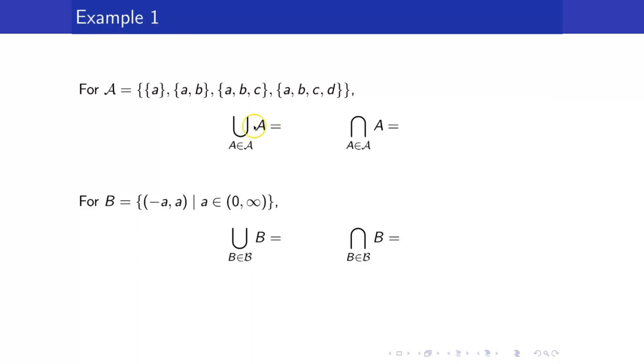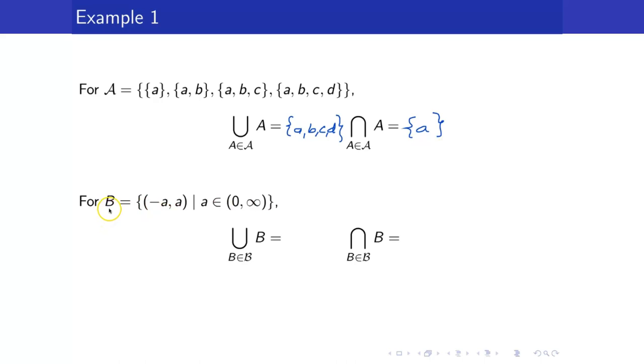So for example, what is the union over script A? Take note that this just means the union of all sets in the family of sets. And what is the union of all of these sets? It is just the set containing a, b, c, d. What would be the intersection? The intersection of all of these sets is the set containing a.